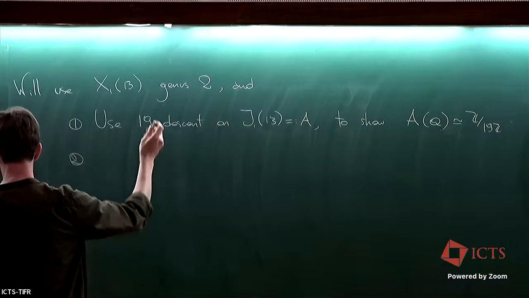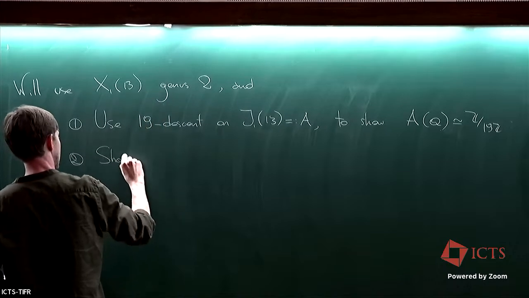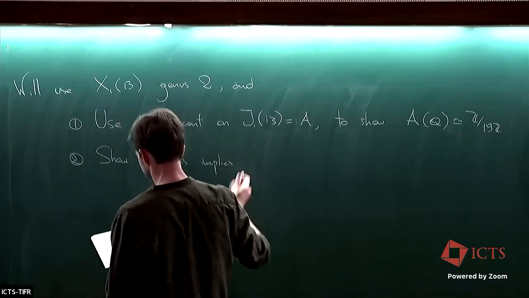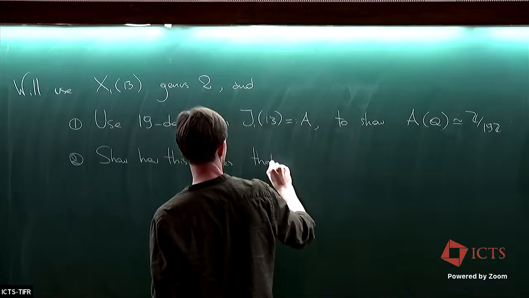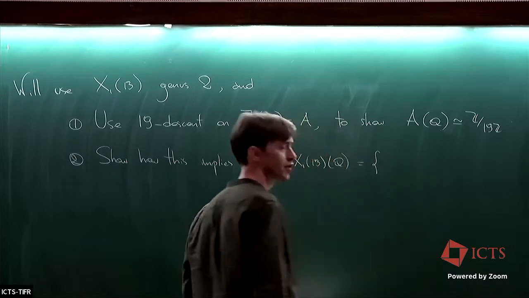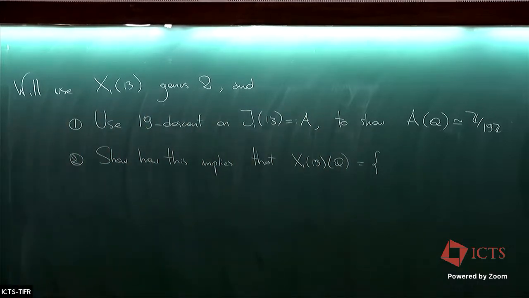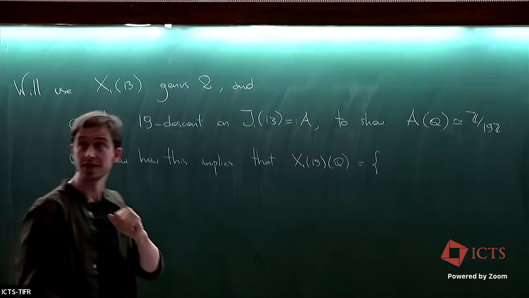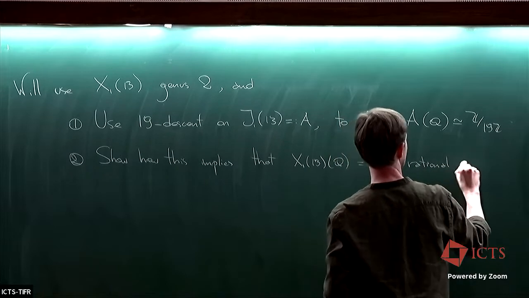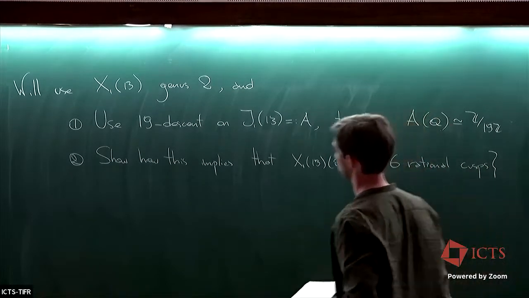And that's now step 2, is we will show how this implies that X1(13) of Q actually consists precisely of the rational cusps, of which last time already we determined there's precisely 6 of them, because that's (p minus 1) over 2. There are 6 rational cusps and then 6 cusps that are rational over the real cyclotomic field of degree 13, so Q(zeta 13) plus, which is a degree 6 extension. So it's precisely the 6 rational cusps. That's what we're trying to show.